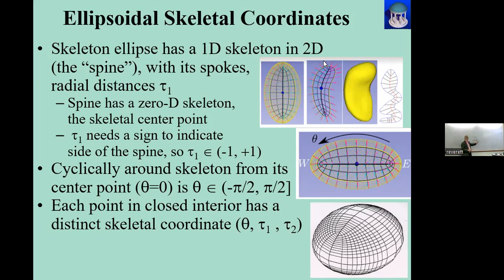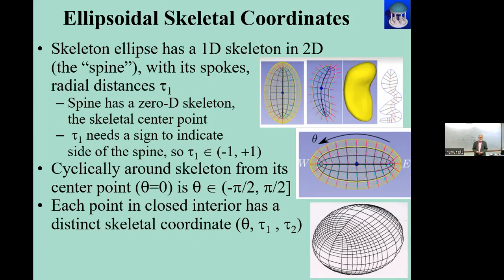Okay. So I said we needed a way to say where we are on the spine. And that's what the theta does. For the ellipsoid, theta starts out at theta equals zero on the top side of the skeleton of the ellipse, the top side of the spine. And it goes, like thetas normally do, in a counterclockwise direction out to here at theta equals pi over 2. And down to here at theta equals pi, and here 3 pi over 2, or equivalently minus pi over 2. And so from minus pi over 2 to plus pi over 2 is on this side of the spine. And from pi over 2 to 3 pi over 2, you're on this side of the spine.